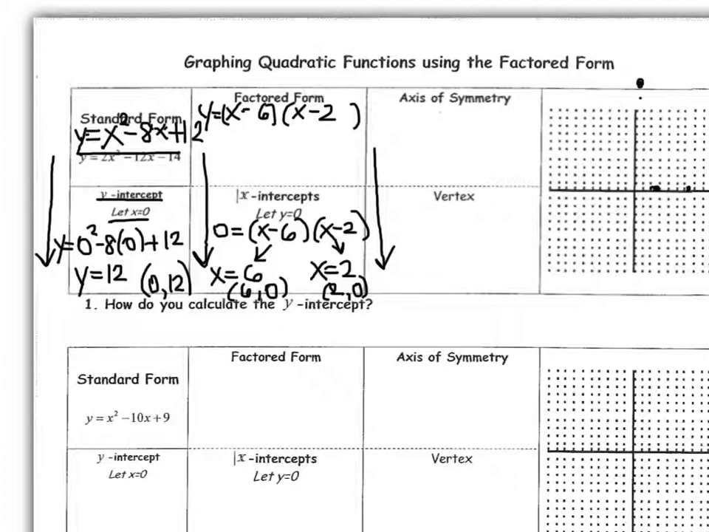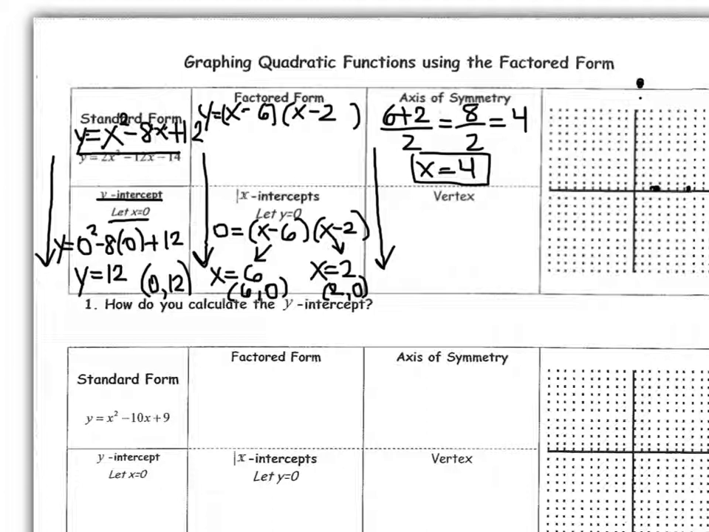Do you remember from middle school, we found the middle by taking an average. So the average then will be 6 plus 2 divided by 2, which is 8 over 2, which is 4. Now we know the axis of symmetry is a vertical line. So if we draw a vertical line, it would be x equals 4. That is the axis of symmetry.